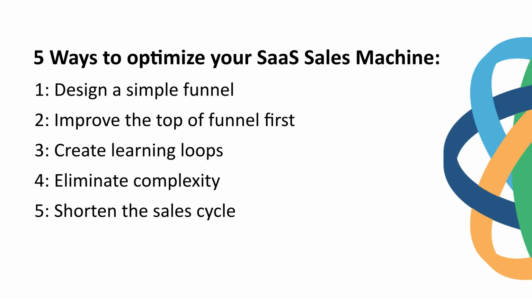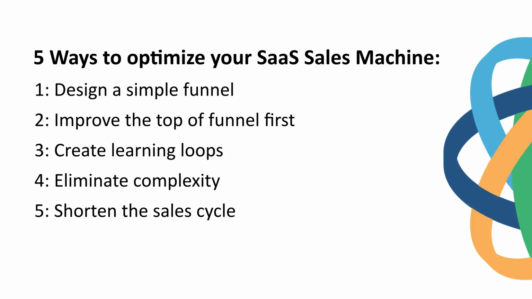We start by designing a simple funnel, activity, quality, conversion, improving the top of the funnel always first, creating learning loops through our customers so we learn what emails, what calls, what demos, what presentation works and why, and what doesn't work and why, learning from our customers directly. Eliminating complexity, kill the discounts, kill the complexity in your salespeople's days, simplify your model, and then shorten the sales cycle whenever possible.